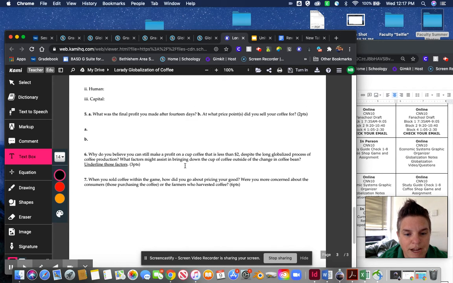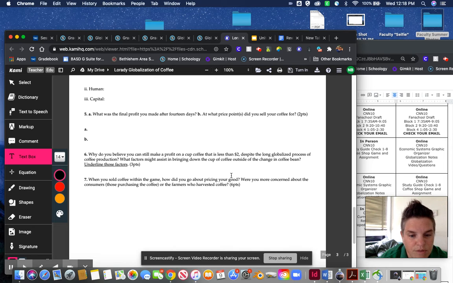What factors might help you bring down the cost of a cup of coffee, outside the change in the coffee bean? So you could grow gigantic coffee beans and maybe it would make more coffee, but we're not talking about the coffee bean, we're talking about everything else.